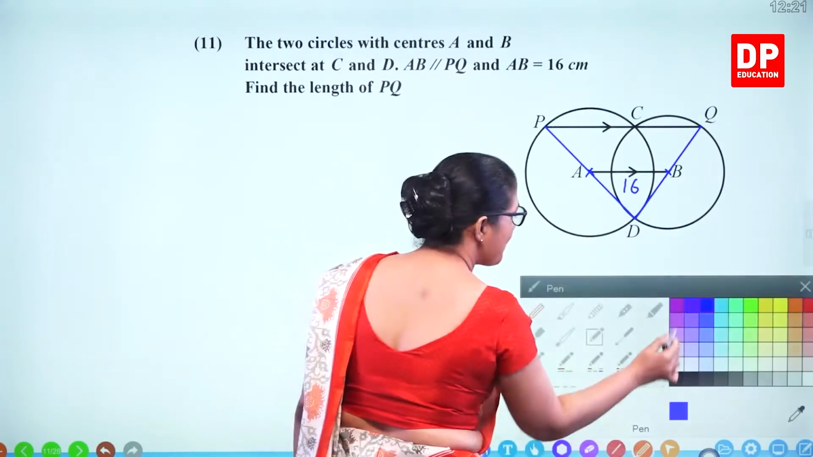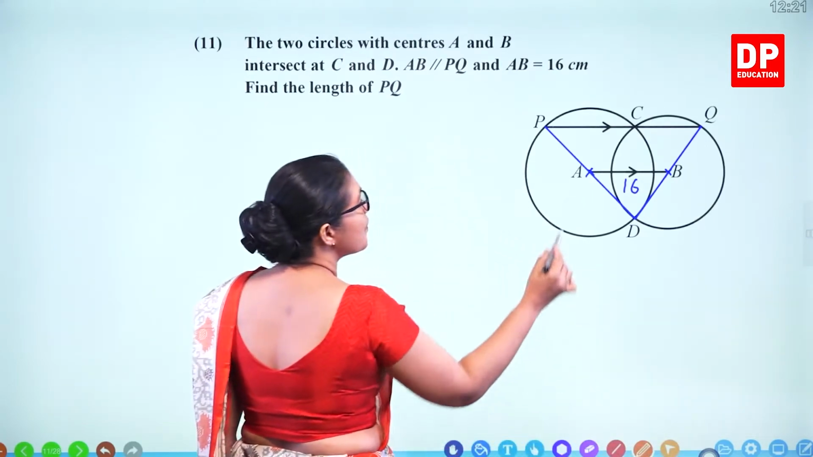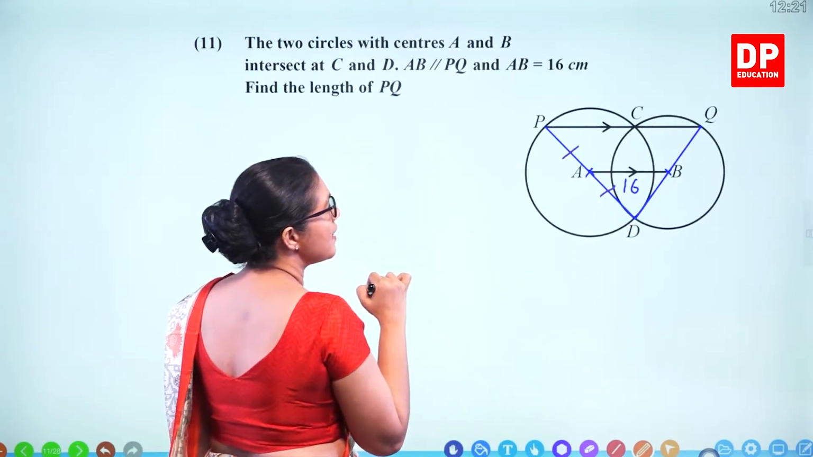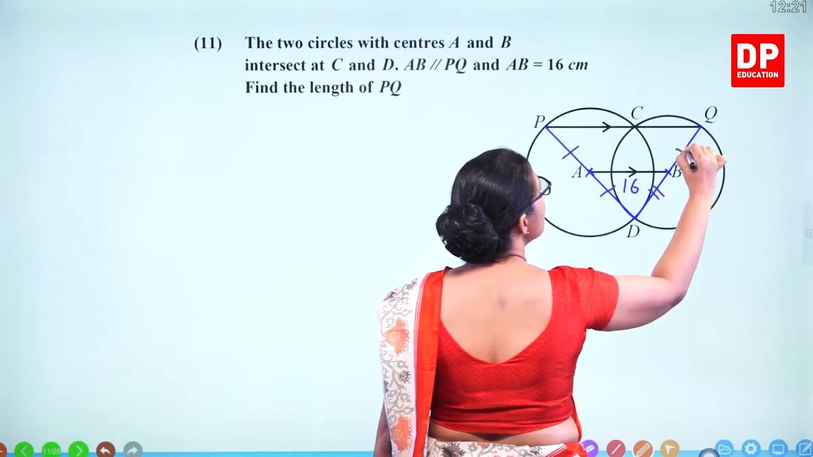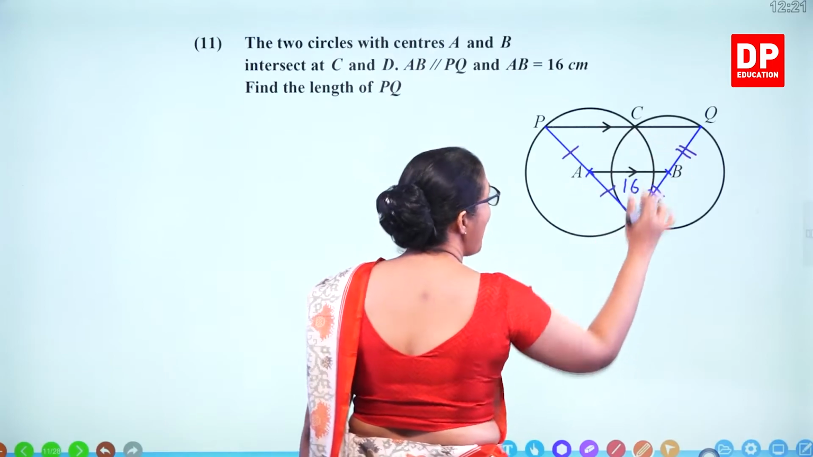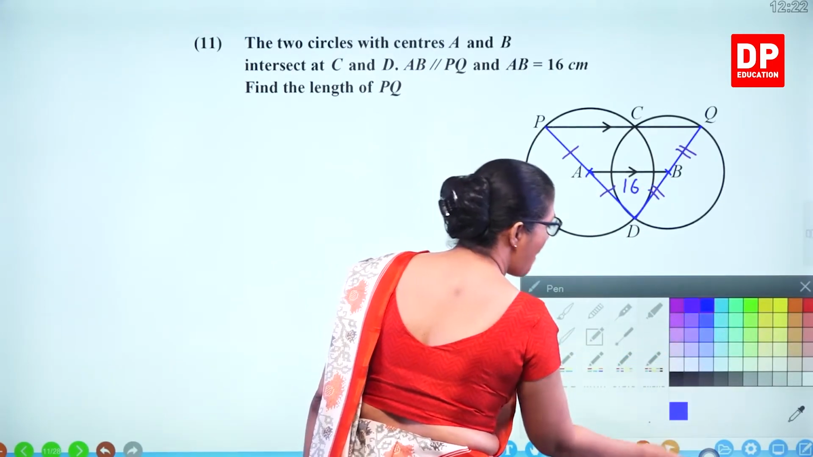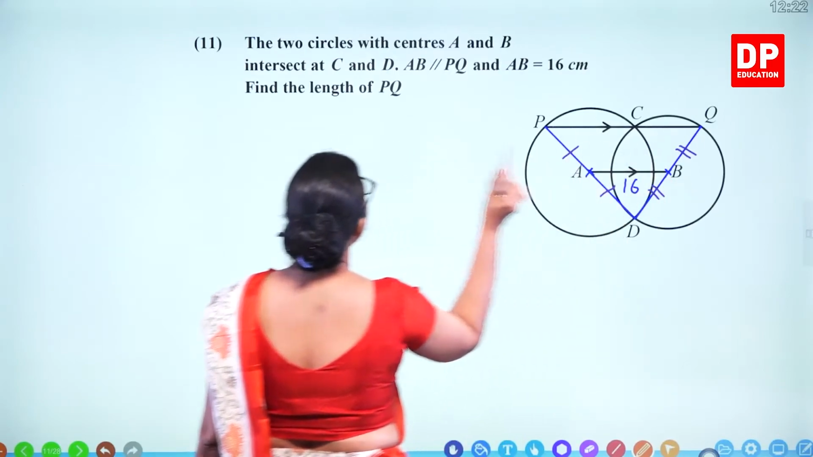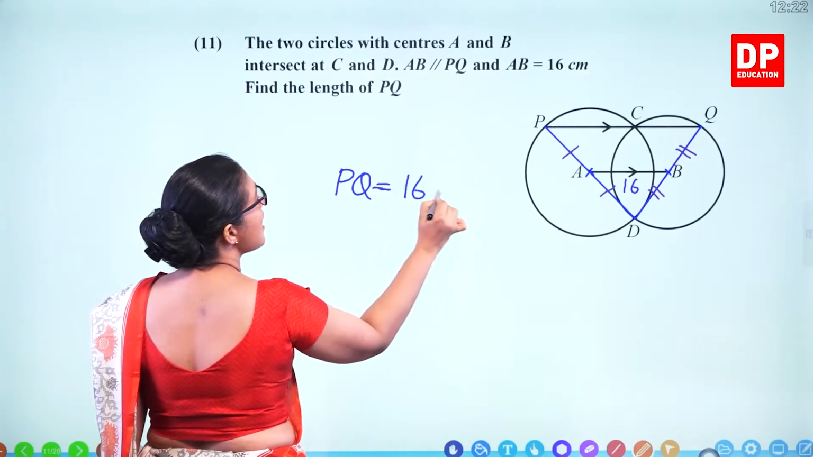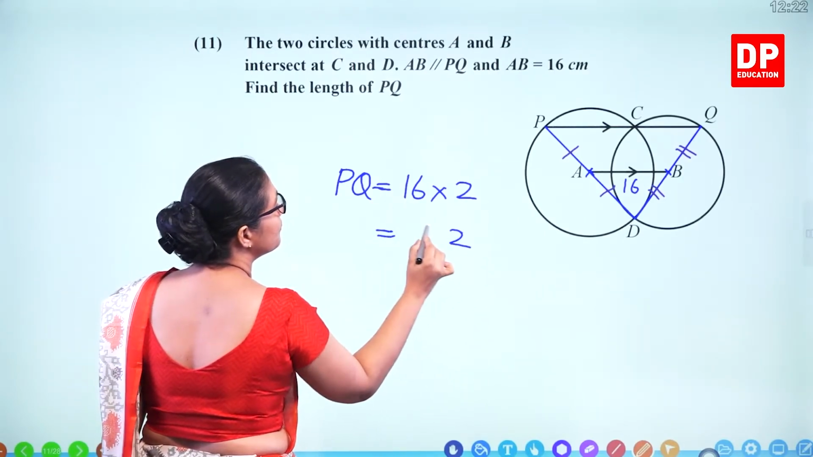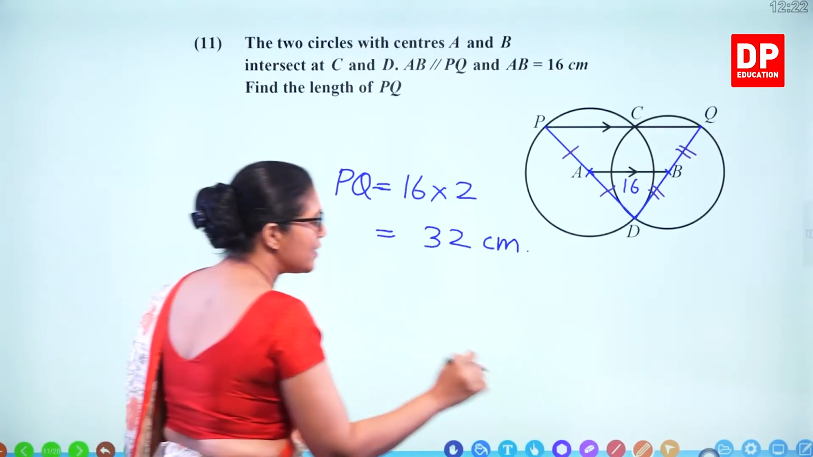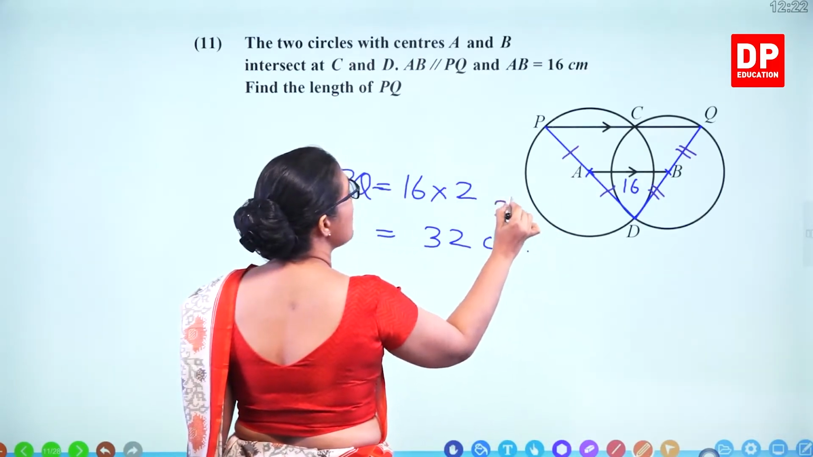What can you say about this triangle? This is the diameter. This length is equal to this length, and this length is equal to this length. According to the midpoint theorem, these two are parallel as well. So you can apply this distance. The PQ distance is double this: 16 times 2, 32 centimeters. So you can apply the midpoint theorem. So 2 marks.